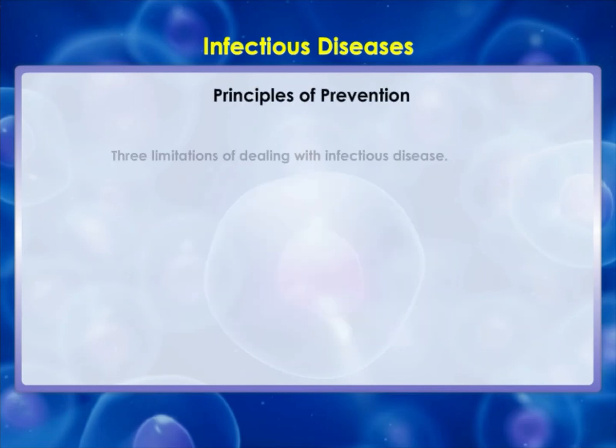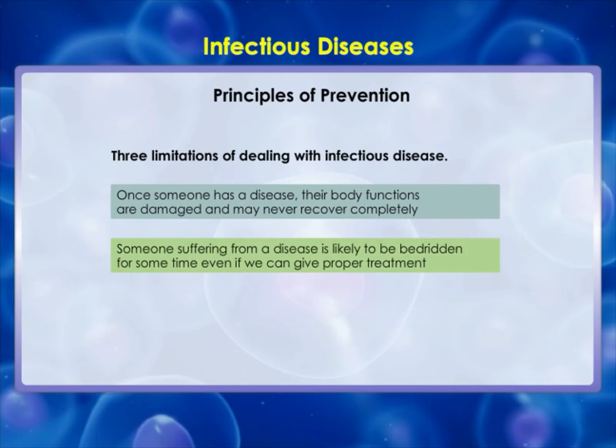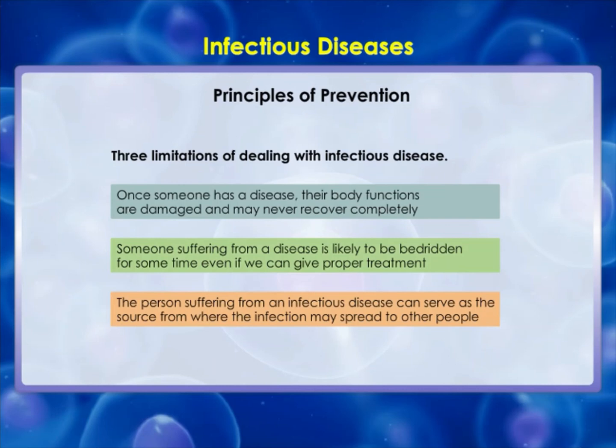Principles of prevention. There are three limitations of this approach to dealing with infectious disease. The first is that once someone has a disease, their body functions are damaged and may never recover completely. The second is that treatment will take time, which means someone suffering from a disease is likely to be bedridden for some time, even if we can give proper treatment. The third is that the person suffering from an infectious disease can serve as the source from where the infection may spread to other people. This leads to the multiplication of the above difficulties. It is because of such reasons that prevention of diseases is better than their cure.